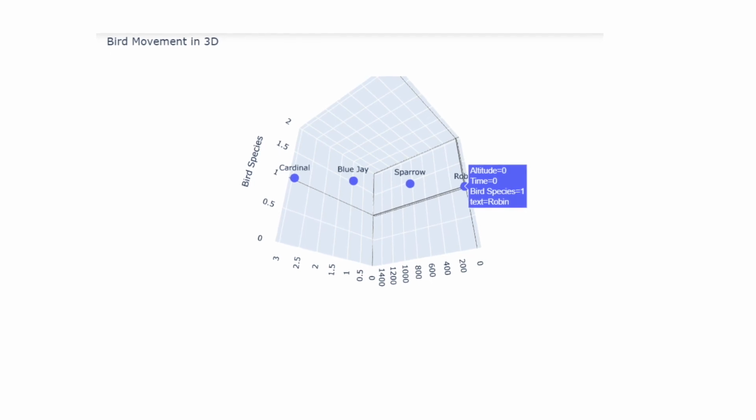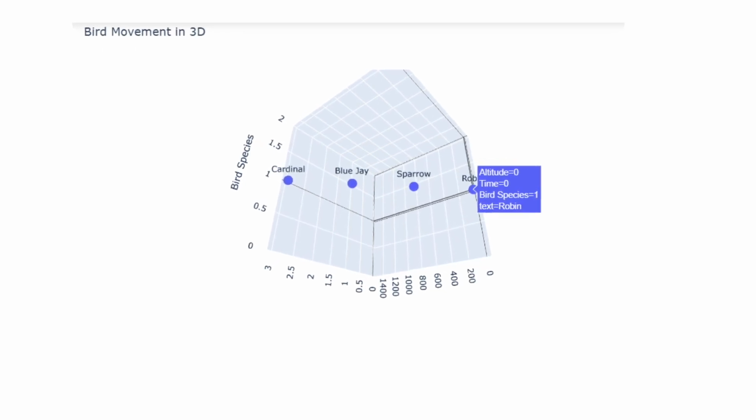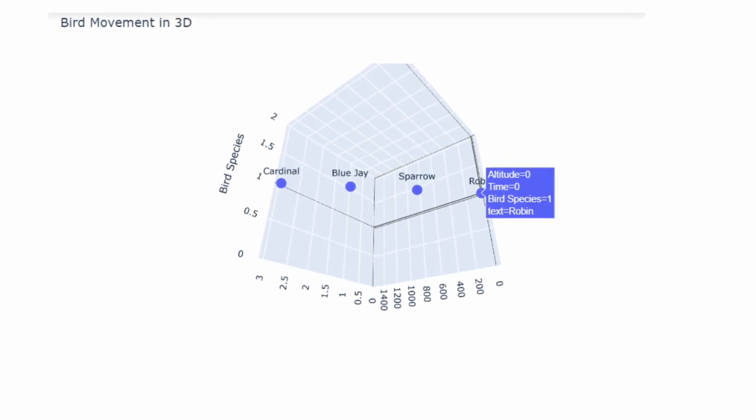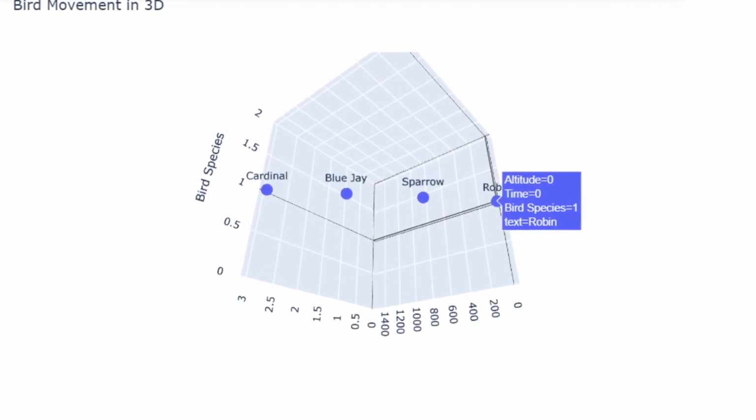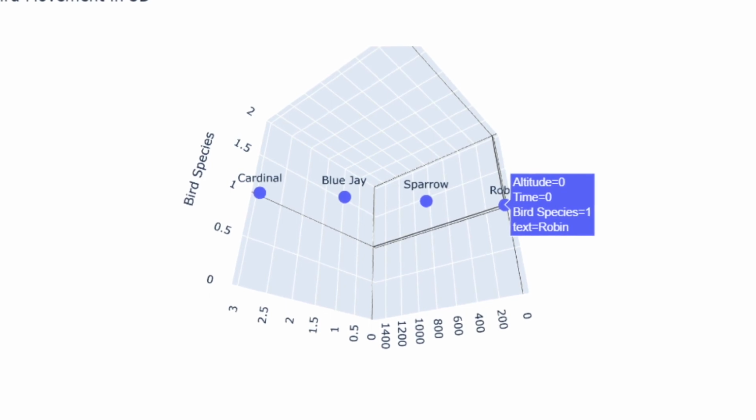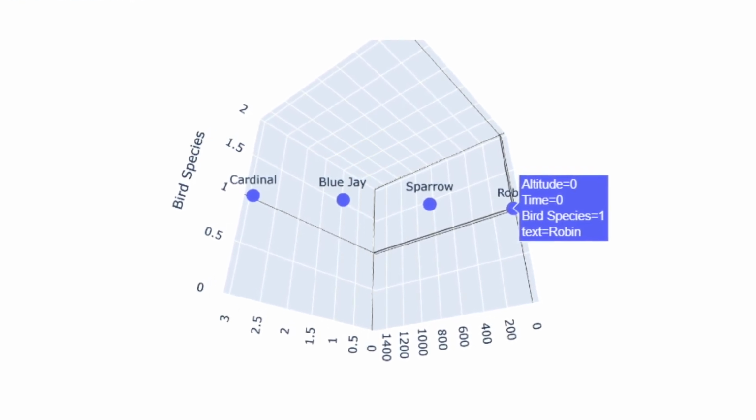The last visualization is the 3D visualization. So finally, let's explore 3D visualization. Imagine watching a movie that makes you feel like you are right inside the story. 3D visualization helps us see things in three dimensions, just like real life.